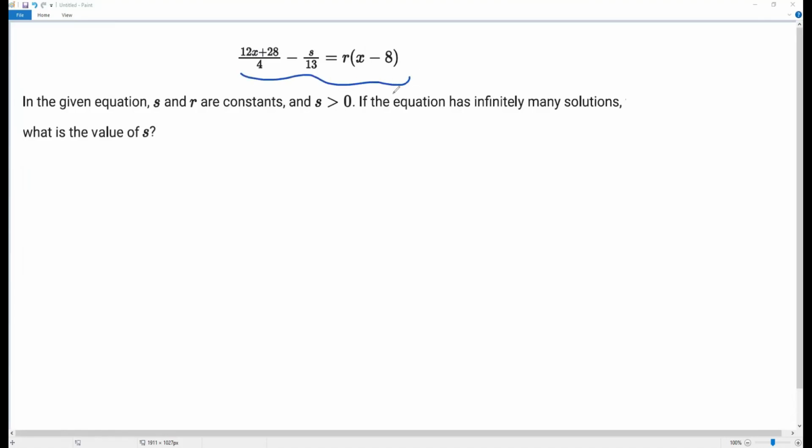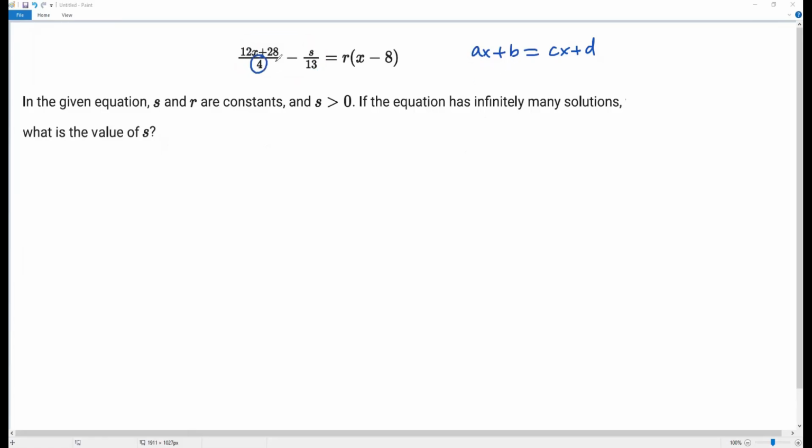But this linear equation is not in the form we have discussed already, that is ax + b = cx + d. Now what we need to do is get this linear equation exactly in this form, and then use the condition that we have discussed for infinitely many solutions, and then we can find the value of s. Okay, now let's get the expression on the left side exactly in this form, ax + b.